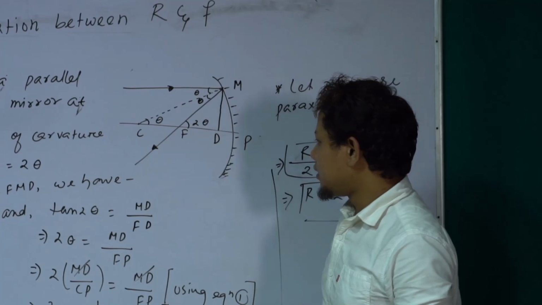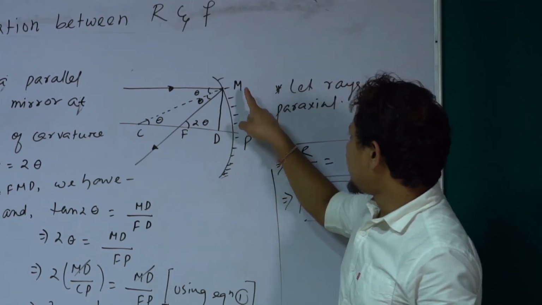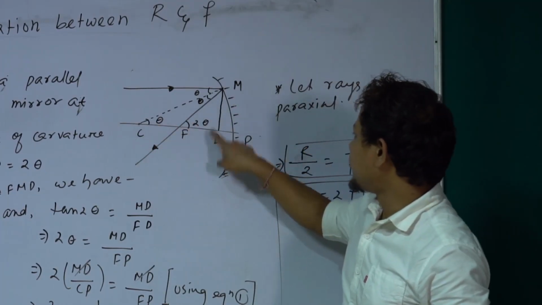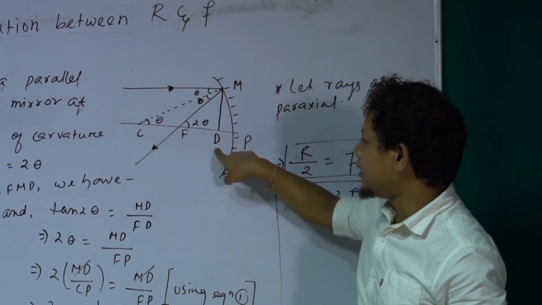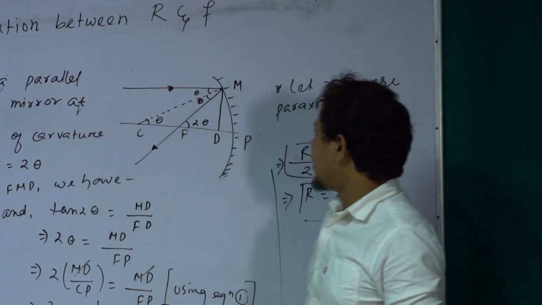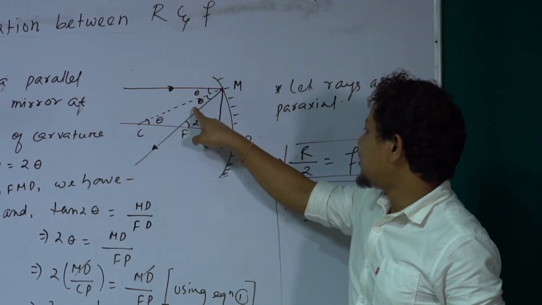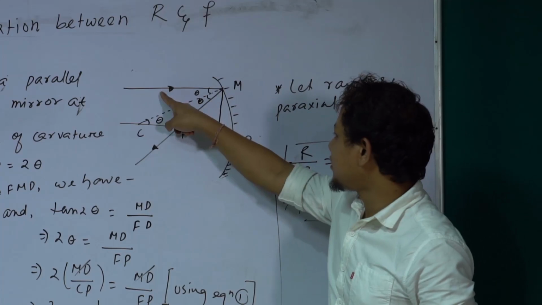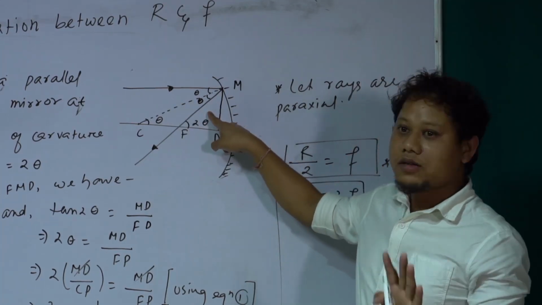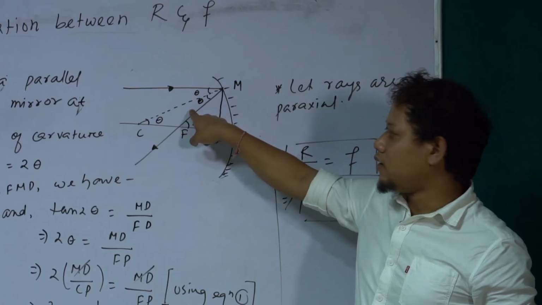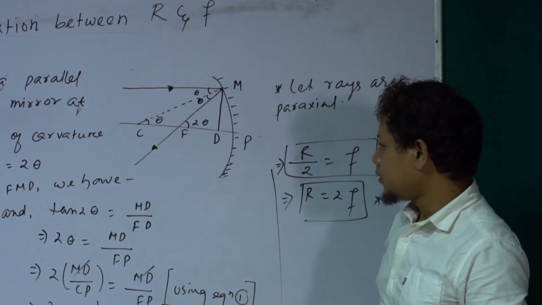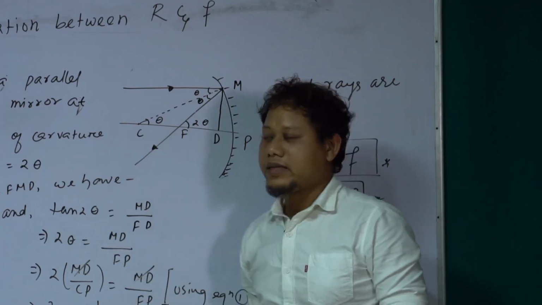So here, as you can see in the diagram, angle MCD is theta, and angle MFD is twice theta. Why? Because this is the incident ray and this is the reflected ray, and according to the law of reflection, the angle of incidence is always equal to the angle of reflection. So this is a very basic thing. Okay, now come to the mathematical part.